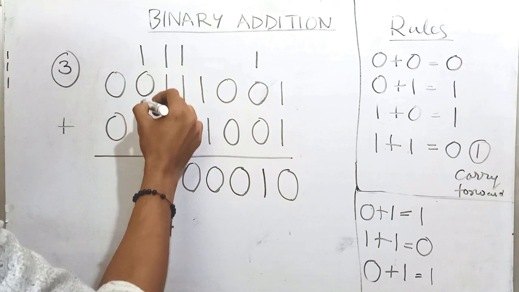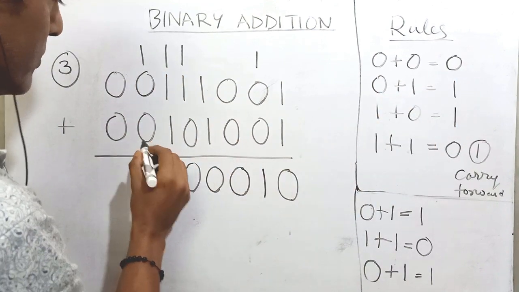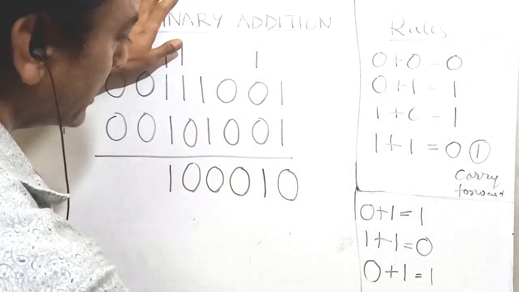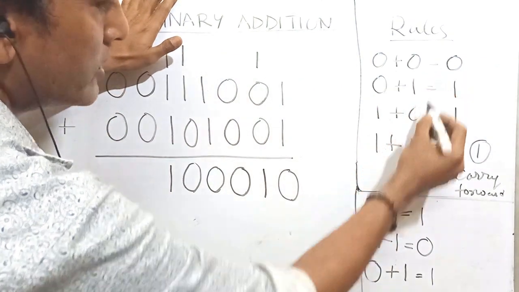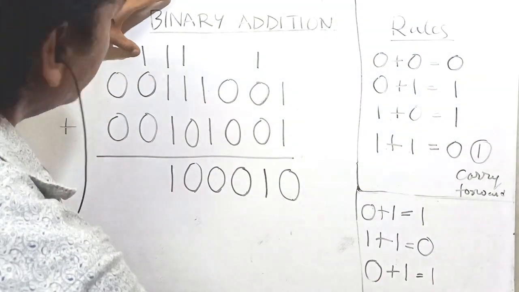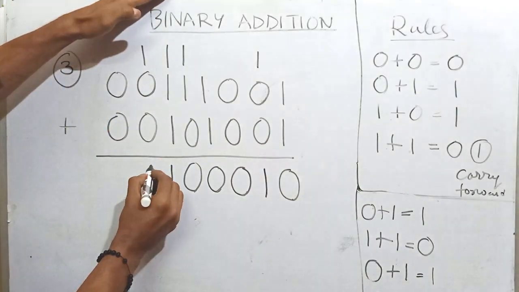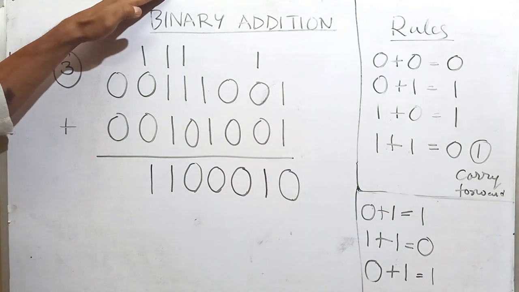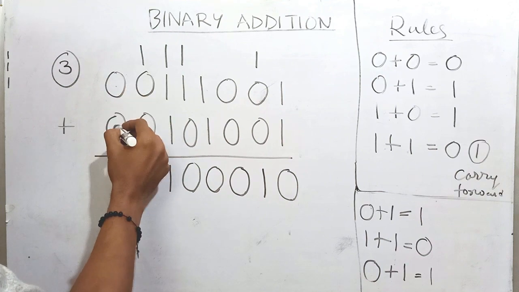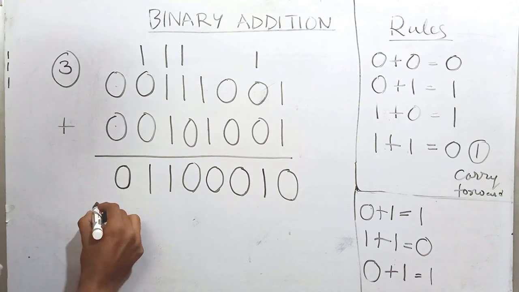Now 0 plus 0 is equal to 0. We will forget this. 0 plus 0 is equal to 0, plus we will add this carry forward. It is equal to 1. So we bring down 1 here. And again 0 plus 0 is equal to 0.